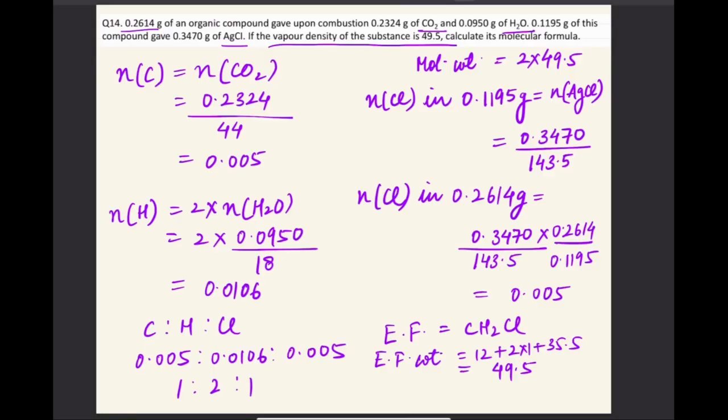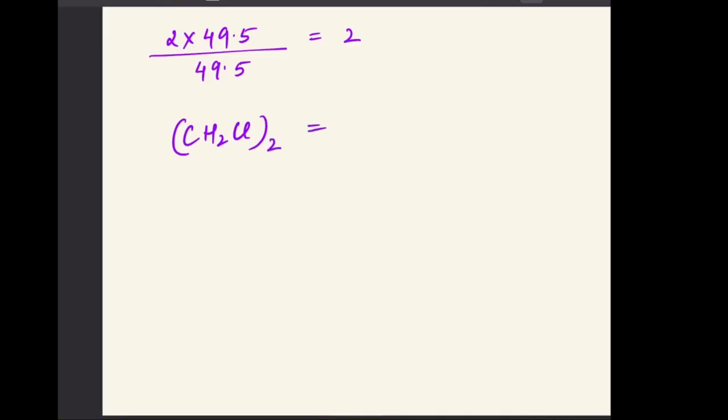Now the ratio of molecular weight and the empirical formula weight will be, molecular weight is 2 into 49.5 divided by empirical formula weight is 49.5. So this is equal to 2. Therefore, molecular formula of the compound will be CH2Cl whole twice, or this is also equal to C2H4Cl2. Therefore, molecular formula of the compound is C2H4Cl2.